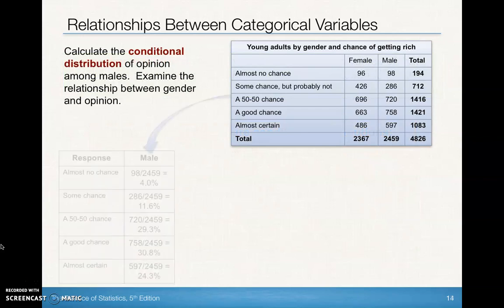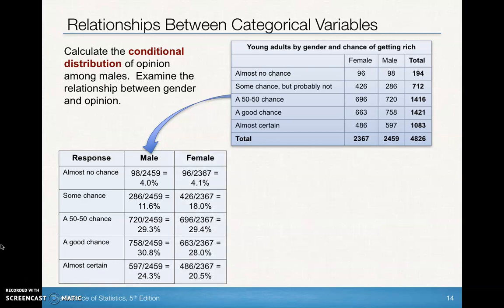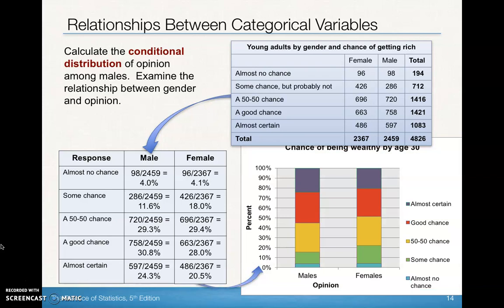If you have a conditional distribution, then the denominator changes. For example, if it's out of the males, that's a condition. It's only out of the males. What's your chance of getting rich? So our denominator changes from 4,826 now to 2,459. I can calculate those percents and do the same for the females, and I can put them together in what's called a segmented bar chart. Again, we will talk about this some more when we talk about segmented bar charts and mosaic plots in class.